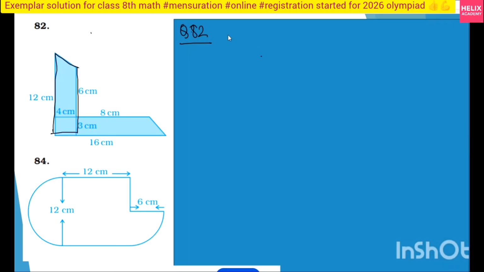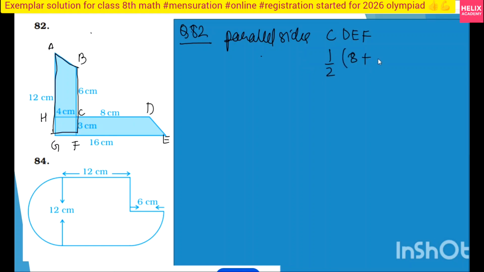Okay, parallel sides. If I name them A, B, C, D, E, F, G, H. Okay, so I will name one trapezium and I am saying that it is FEDC, that is C, D, E, F. Okay, so in this the parallel sides are what? CD and FE are the parallel sides. So 8 and how much? 16, right? 8 plus 16. This part is 4 centimeters, so I will do 16 minus 4 is 12. So half of the parallel sides is 8 plus 16 minus 4. How much? 12 into height.